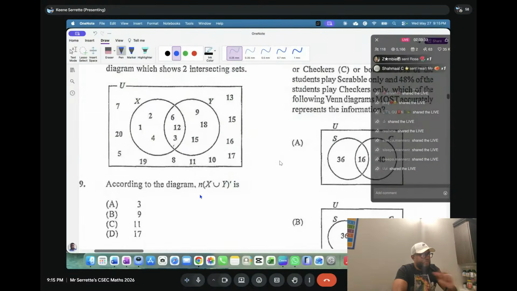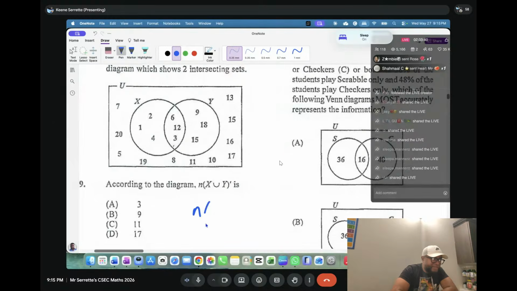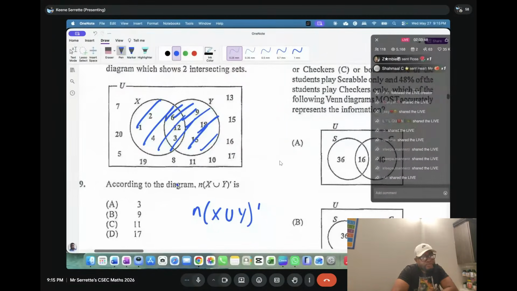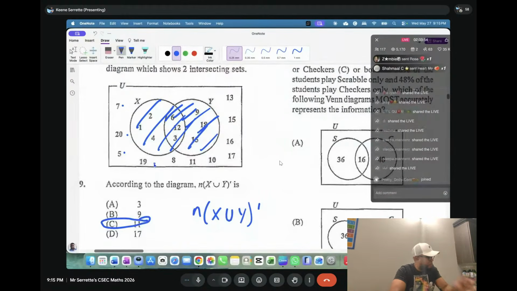According to the diagram, the number of elements in X union Y complement. They want the number of elements in X union Y complement. How many elements are not in here? How many elements are? 11. When you count them, you get 11, right? You're counting 1, 2, 3, 4 going down the row.